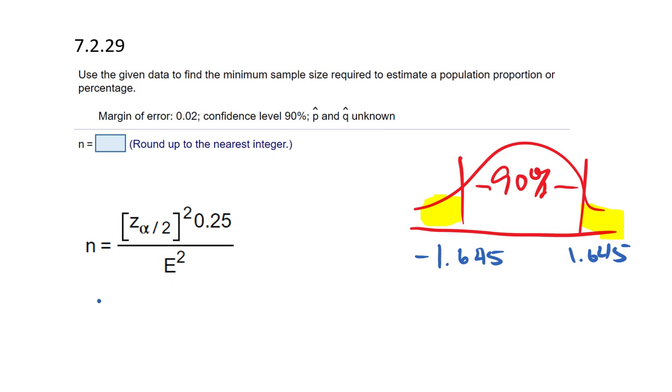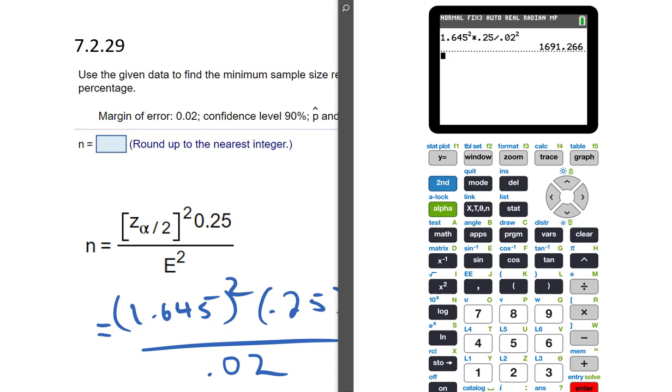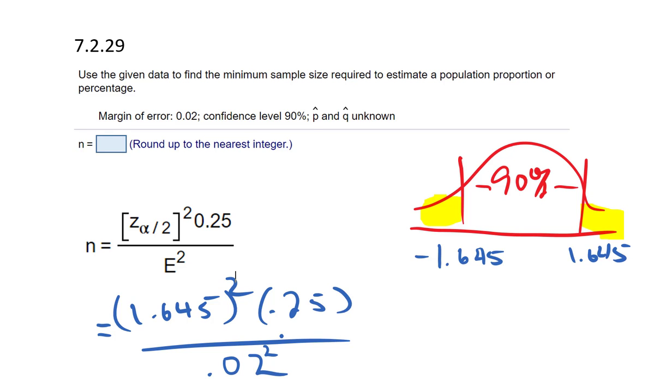So we would put 1.645 squared. Now the ones you typically are going to have are 90 and 95 and 99%. So those come out a lot, so make sure you kind of have those at the ready. Times 0.25 divided by the margin of error, which is 0.02. Okay, and I forgot to square this little part right here. Square the 2, the error.